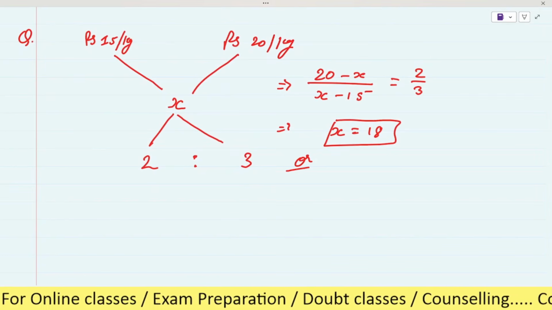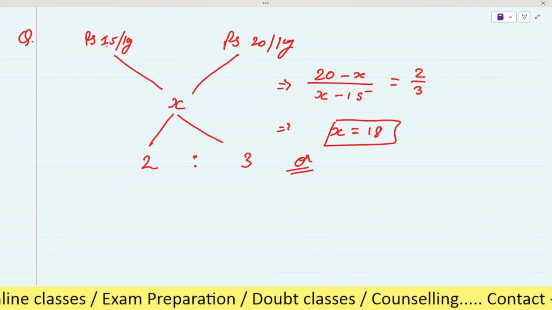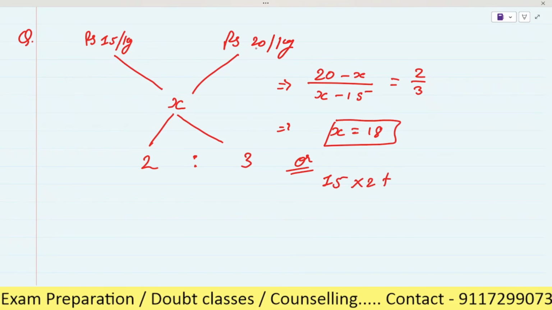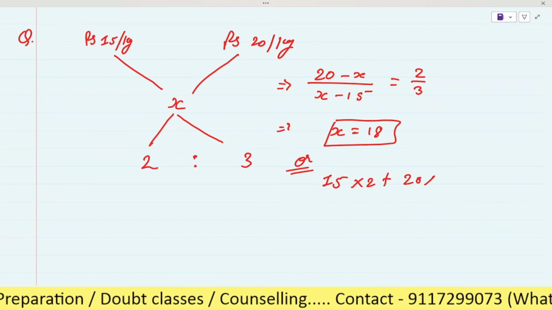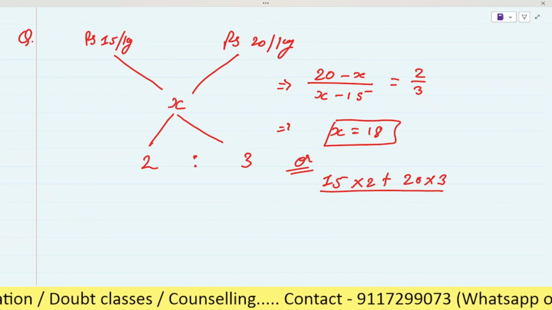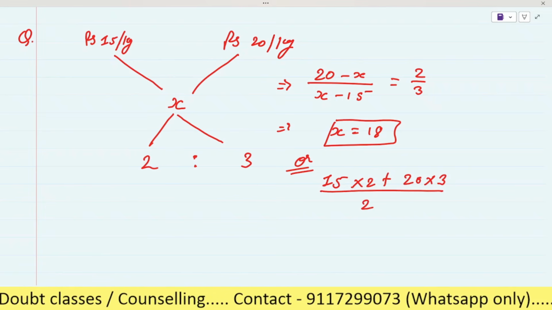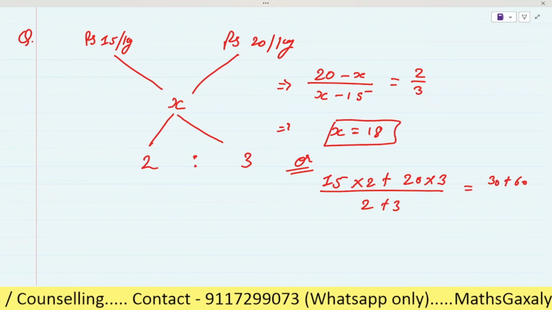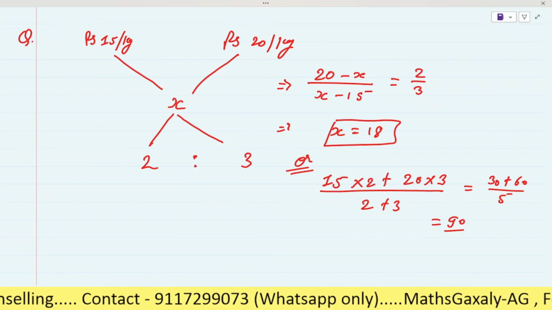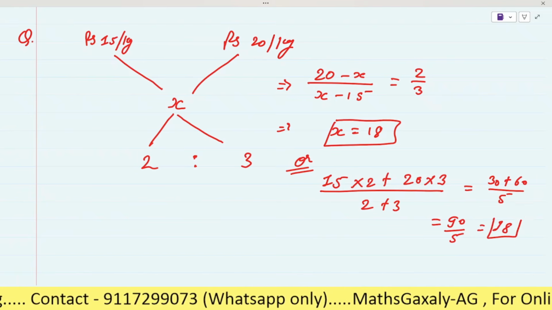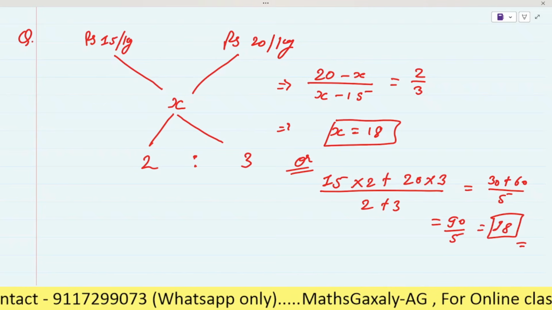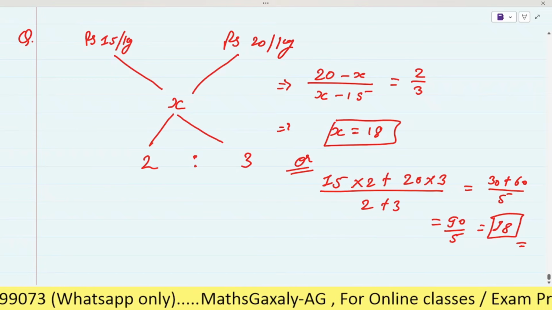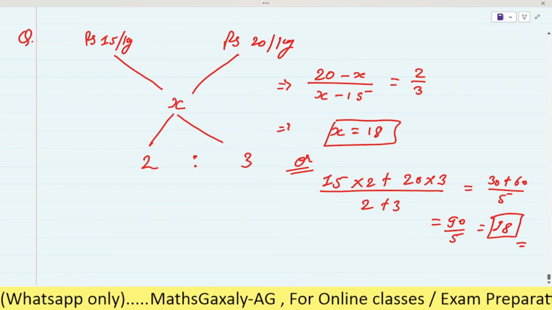The other way is you can also do it like this: 15 you have to multiply by 2, so it will be 15 into 2 plus this 20 you have to multiply by this 3, so 20 into 3, divided by the sum of the ratio, 2 plus 3. So when you solve it you will get 30 plus 60 divided by 5, right? 90 divided by 5, it will be 18 rupees. So you can also do it like this. Is it clear? Yes.